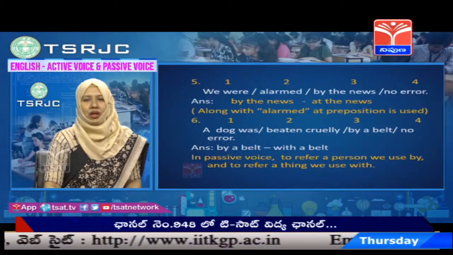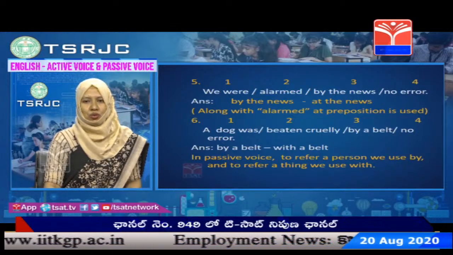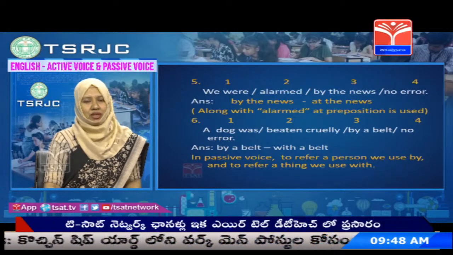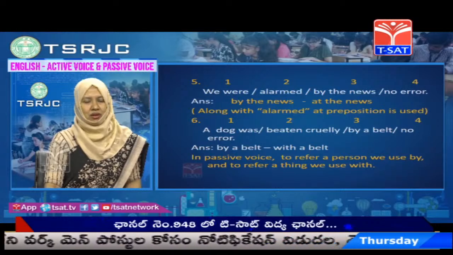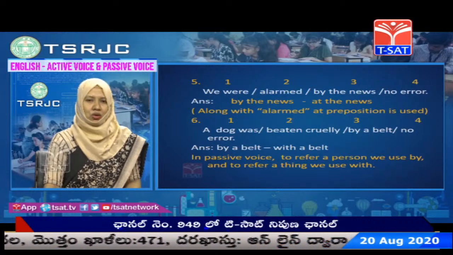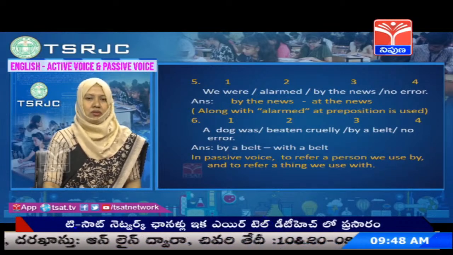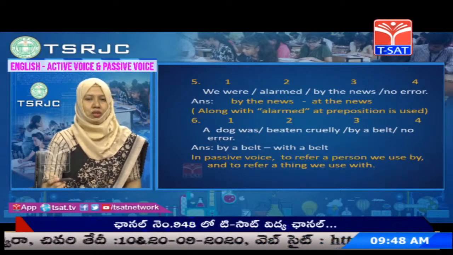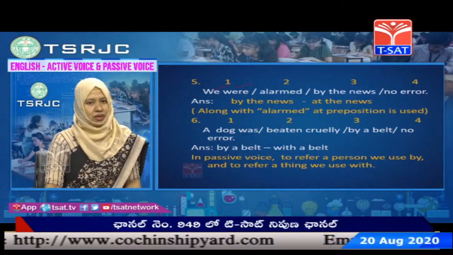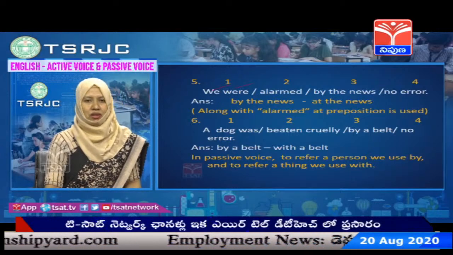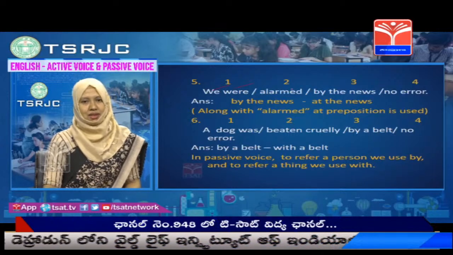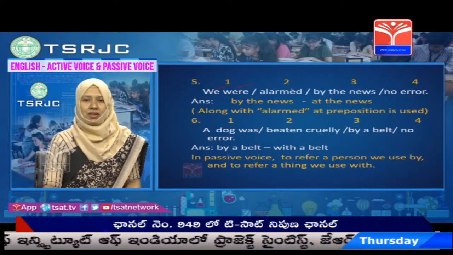Next example. We were alarmed by the news. No error. We were, part 1. In second part, alarmed. Third part, by the news. Fourth part, no error. Let us look at option first. We were, subject and verb. This is correct. There is no mistake in option 1. Option 2, alarmed. We were alarmed. Sentence is correct. Subject and verb alignment is there.